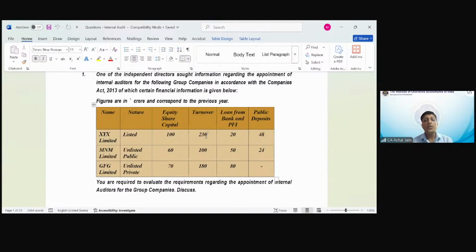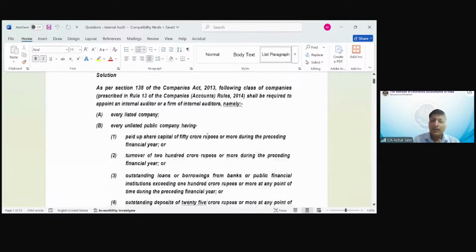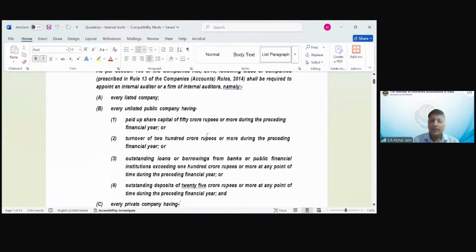Okay, very good. What about GFG? It's not mandatory because it's an unlisted private company and the criteria is not met. Turnover is not more than 200 crore and outstanding loan is also not more than 100 crore. Correct. So let's revisit the criteria for unlisted companies.